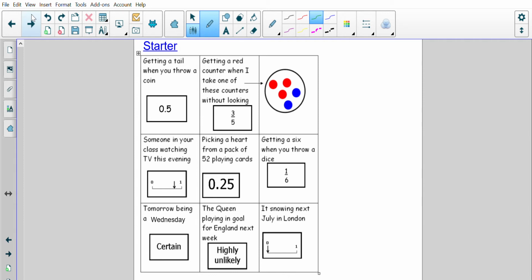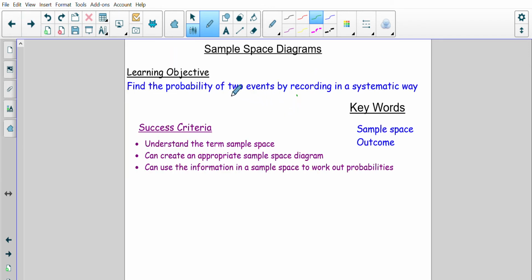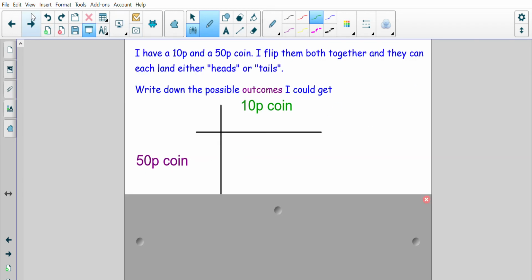So what we've been doing so far is looking at the probability of one event, so one thing happening, throwing a coin. What's the probability of getting a head? Taking one counter from a bag. What we're going to do today is look at how we find the probability of two events, or two things happening. And to do this we need to record all the possible outcomes of those two events in a systematic way, and we do that in a table called a sample space diagram.